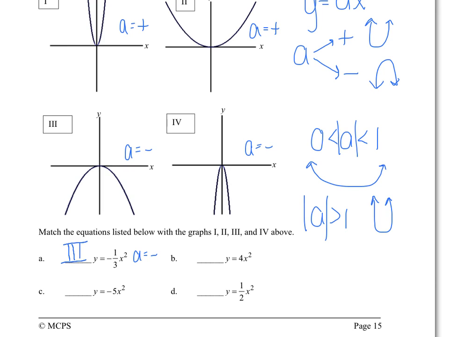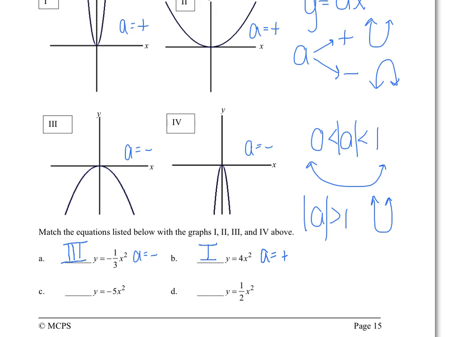For b, y equals 4x squared. A is positive, so it's going to be 1 or 2. And a is greater than 1. 4 is greater than 1, so it's going to be narrower. Therefore, it's going to be graph 1.